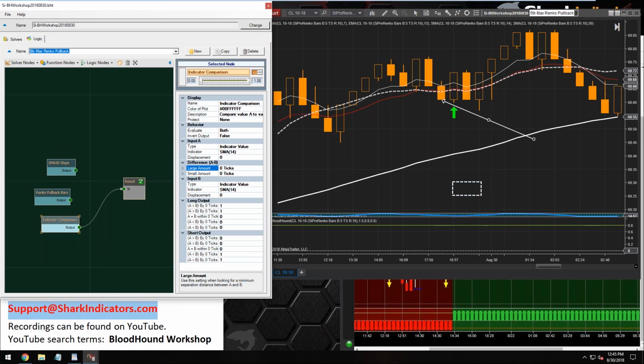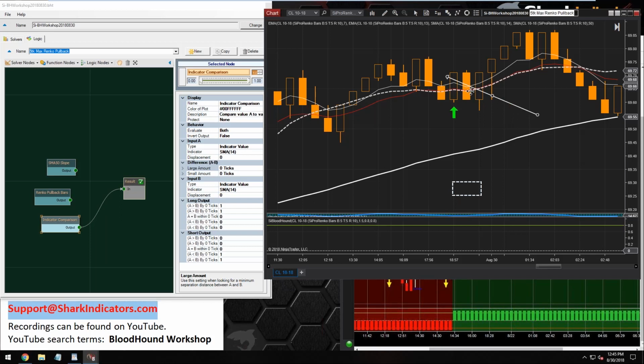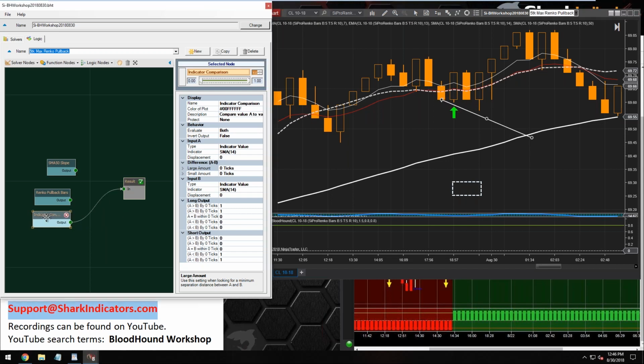Now this is going to be a little trickier because usually this difference measurement is for measuring things such as 5 ticks or more or 5 ticks or less, not within this 5-tick area here. So it's going to take a combination of solvers here. So let's see, what is this?